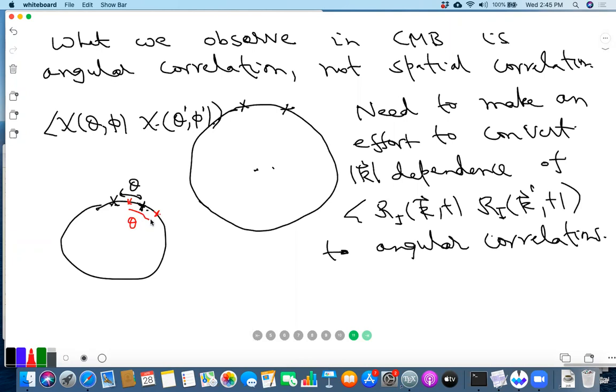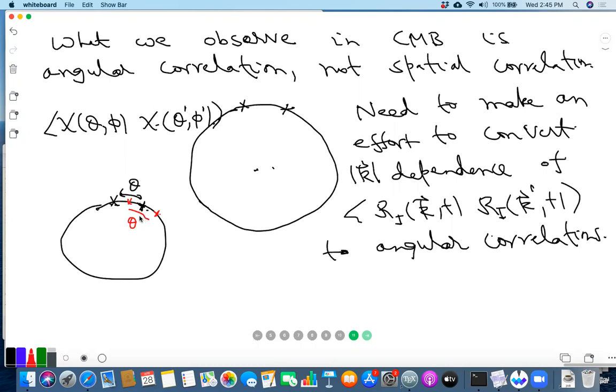I'm not sure I understand what this implies. So we are keeping the arc length fixed, right? Some relation between theta, theta prime, phi and phi prime. Exactly. And then we vary theta and phi and find theta prime and phi prime accordingly, take that correlation, and average over all values of theta and phi.